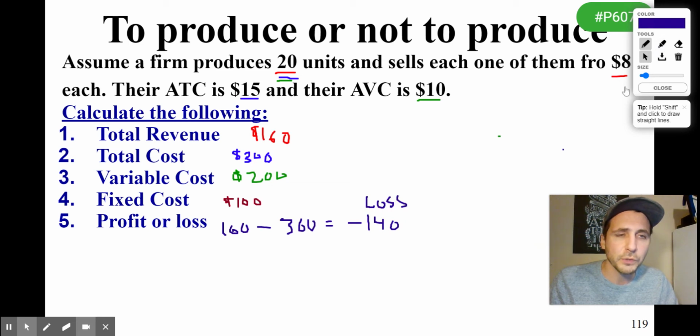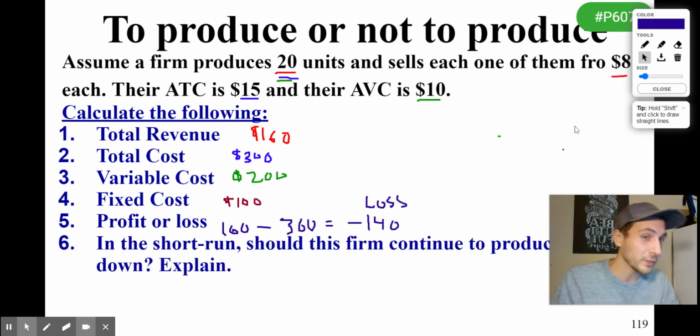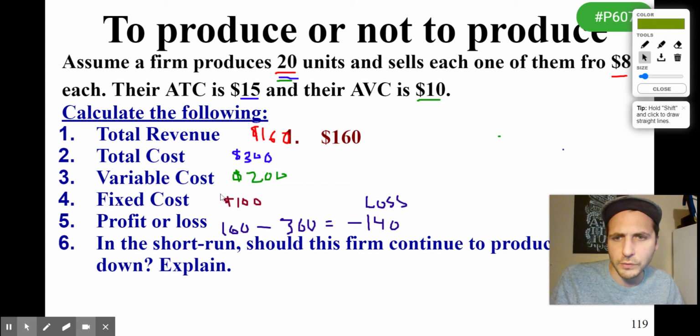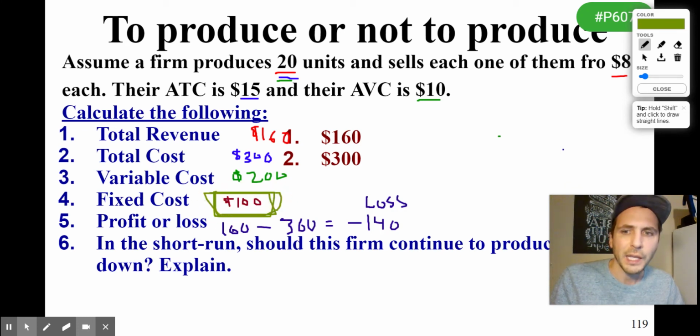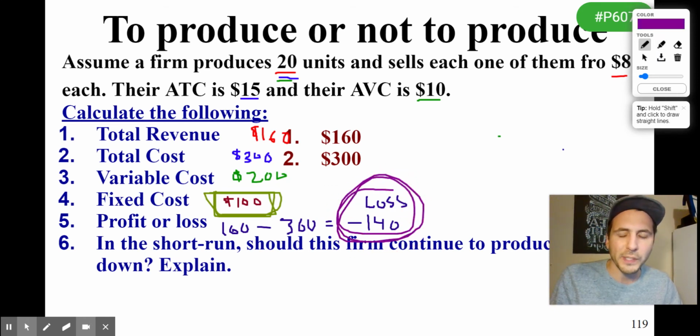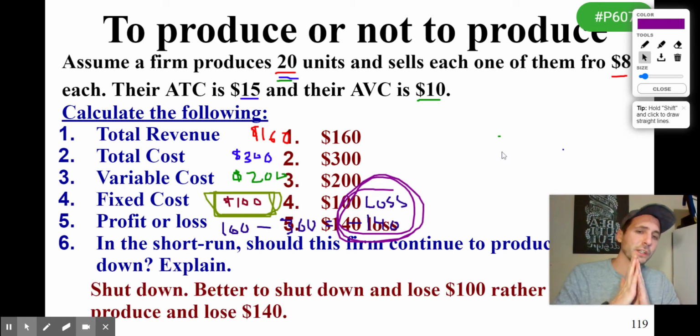So the question becomes, should I shut down or continue to produce? But if I shut down, what do I have to pay? If you shut down, you have to pay your fixed costs right here. So I'll have to pay $100 if I shut down. If I keep on producing, though, I will have to pay my loss of $140. So which do I prefer? Do I prefer to shut down and pay $100 or produce and lose $140? Okay. Of course, it's better to shut down.